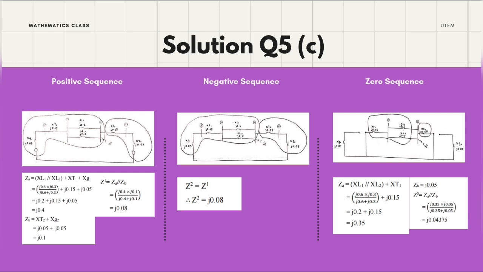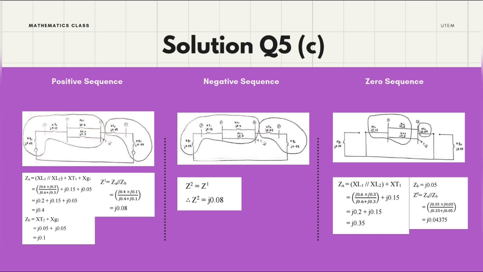After that we need to find Z1. Z1 is the parallel of ZA and ZB, so the answer is j0.08. The negative sequence is the same as the positive sequence, but there is no generator in the circuit. So the equation is the same, and Z2 is equal to Z1, which is j0.08.